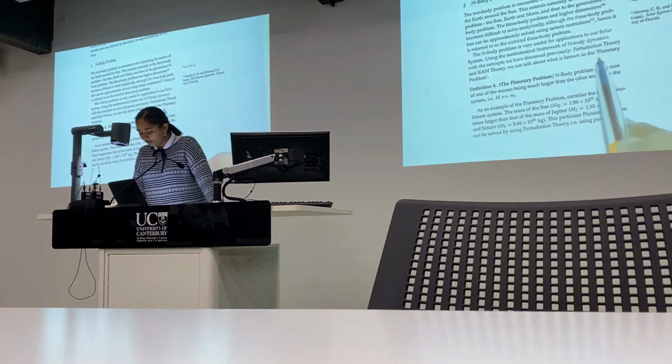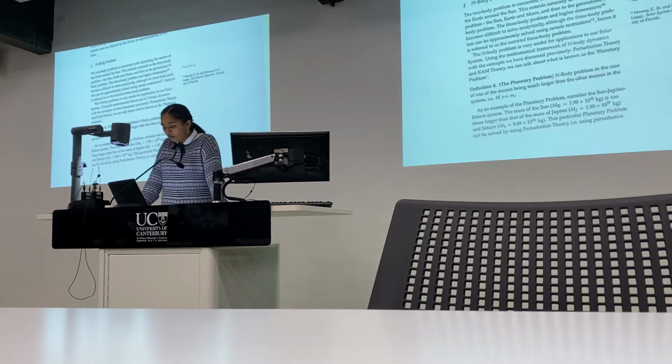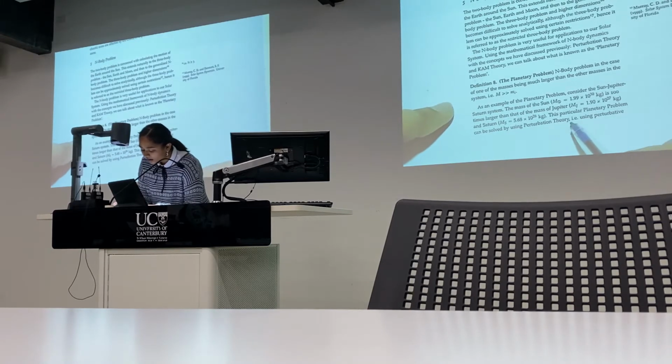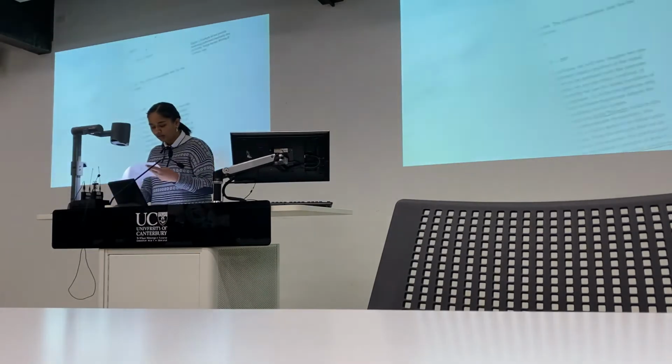I'm just going to talk about something called the planetary problem, which is the case of the n-body problem where one of the masses is much larger than the other masses in the system. An example of the planetary problem is the Sun, Jupiter, Saturn system, where the Sun is 100 times more massive than Jupiter or Saturn. So we can solve this planetary problem using perturbation theory to give us a good approximation.